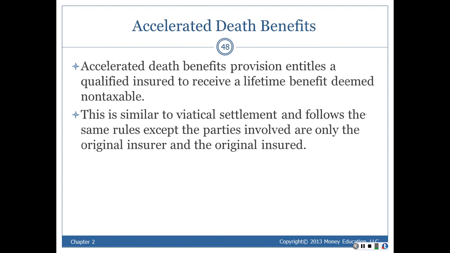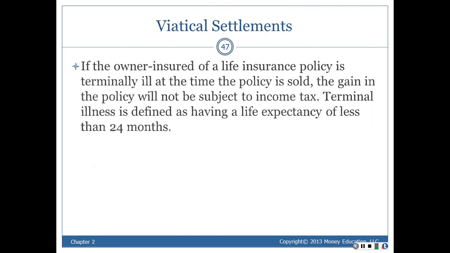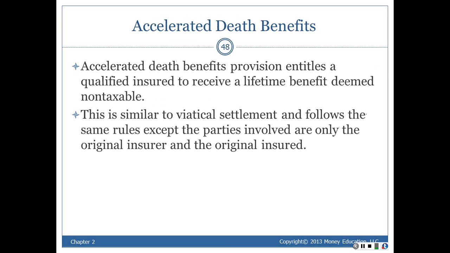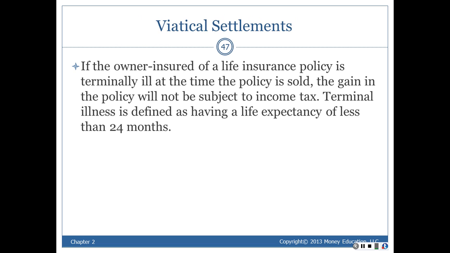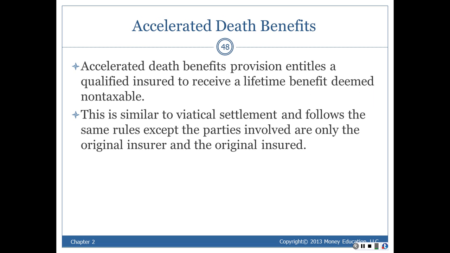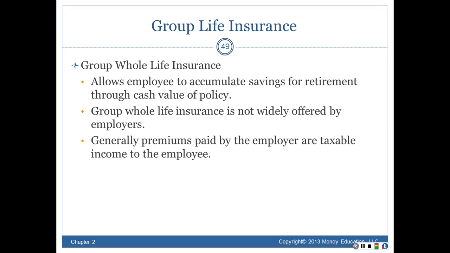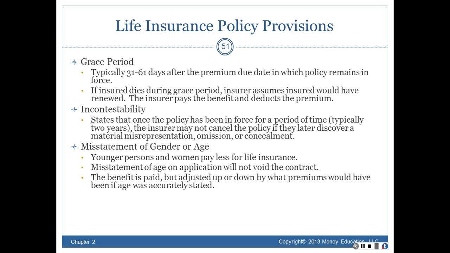Understand viatical settlements. Understand accelerated death benefits. And understand that these three things are fairly related: transfer for value, viatical settlements, and accelerated death benefits. Similarities and differences, particularly in terms of taxation and in terms of how they are used. The viatical settlements and accelerated death benefits require me to be terminally ill. Understand the taxation of group life insurance premiums. So if my employer pays for my life insurance, understand how that might be taxable to me as the employee. And so here's an example, and make sure you go through that.